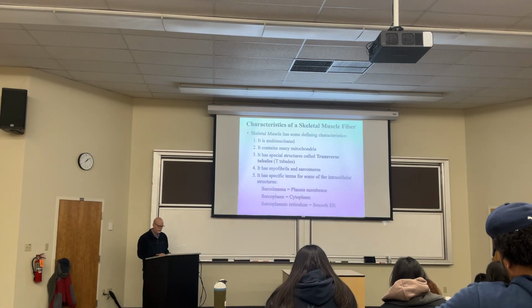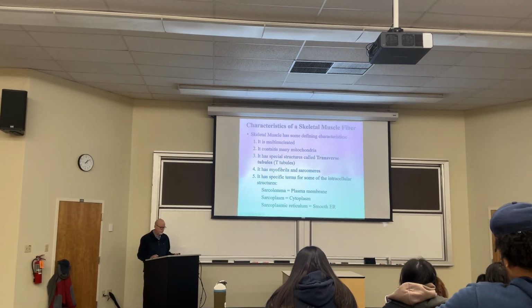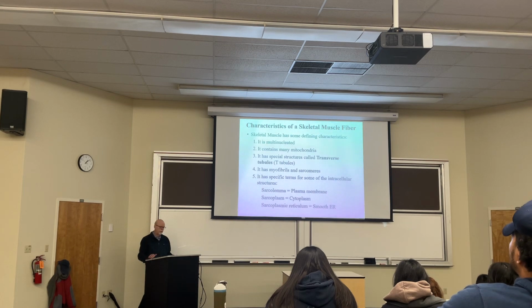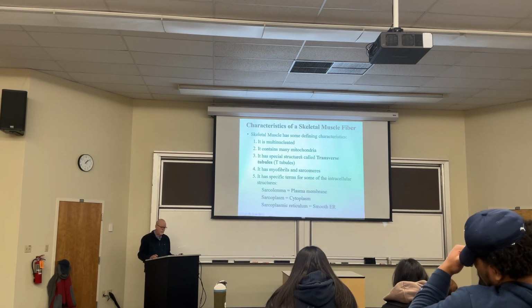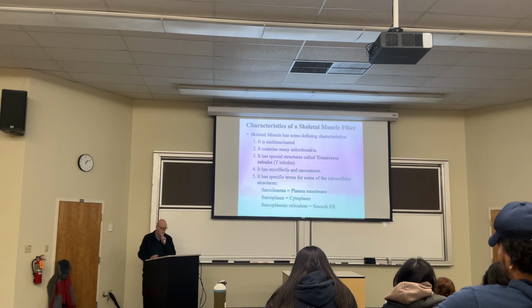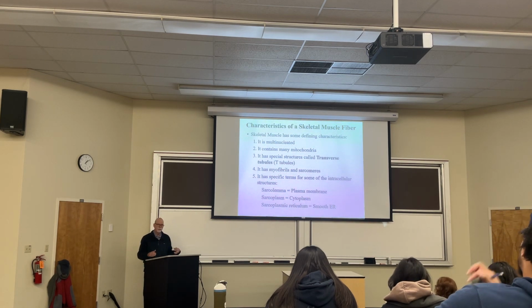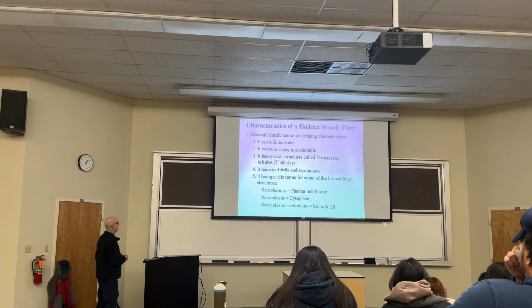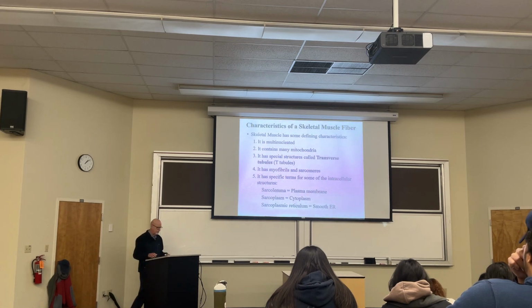Well, let's turn our attention to skeletal muscle in more detail. This gives you some of the listing of the characteristics, some of which we've mentioned already. They're multinucleated. They contain a lot of mitochondria. Cardiac muscle contains a lot too. Whenever you need a lot of energy in a tissue type, you're going to have a lot of mitochondria, make a lot of ATP, and that's true for skeletal muscle and cardiac as well.